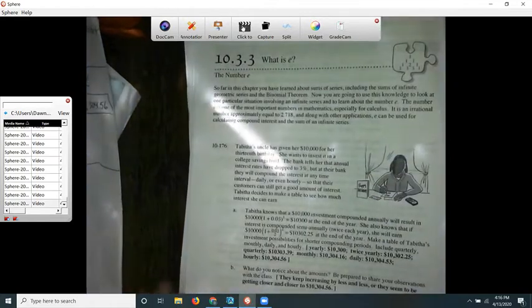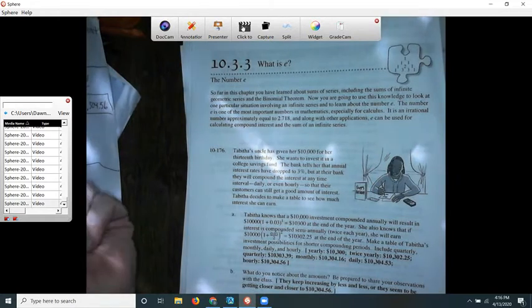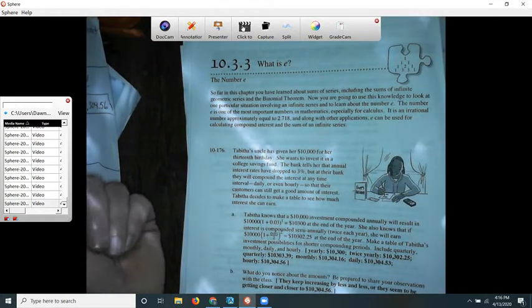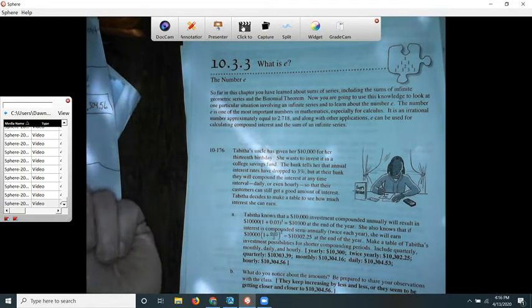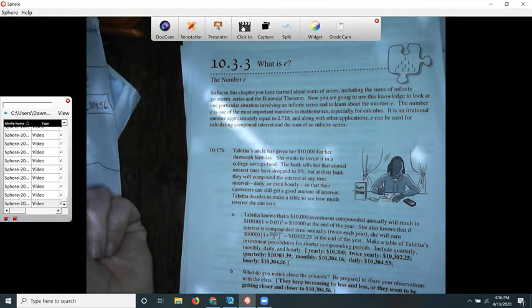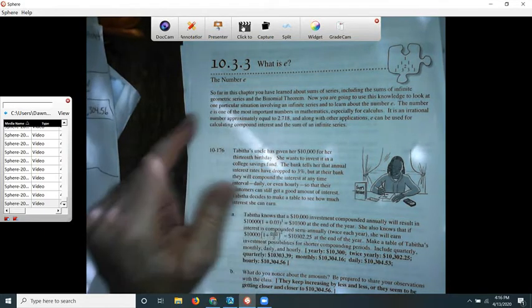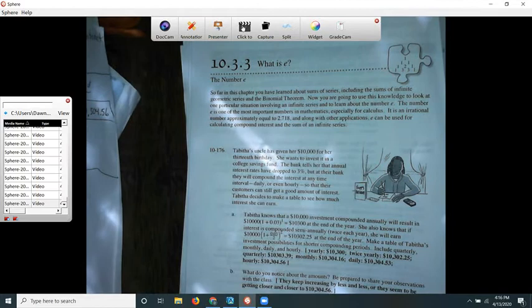Here's your Integrated 3 lecture for 10.3.3, what is e? In this one, if we would have been in our class together, we would have gone through and discovered the constant e. But I'm asking you to watch a Numberphile YouTube video that I assigned, and they take you through what e is and how it was discovered.